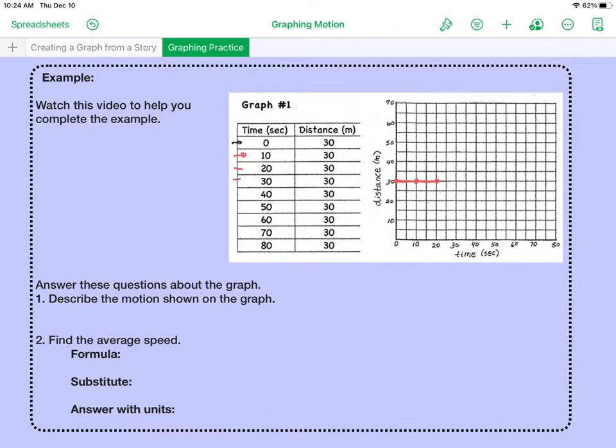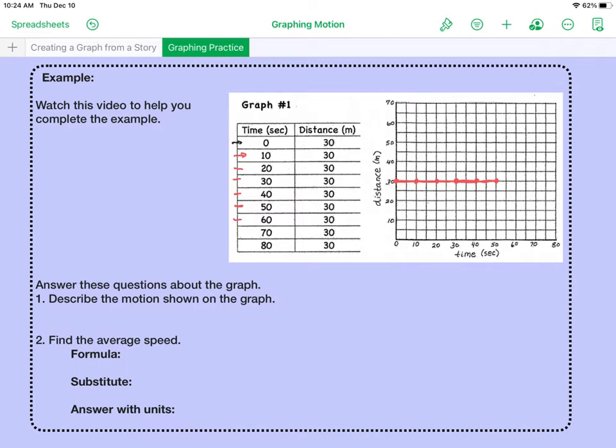And then I go, and I'm at 30, 30. So time is 30, distance is 30. I'm going to place my point. I'm going to connect the dots with a line. My next would be 40, 30. So time is 40, distance is 30. I'm going to connect my 2 points. Next is 50, 30. So again, put my point. Time is 50, distance is 30. Connect it with a line.